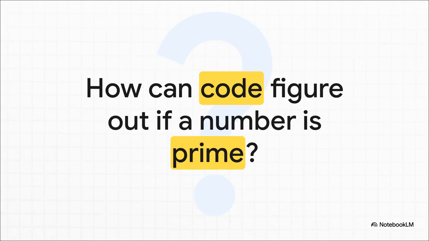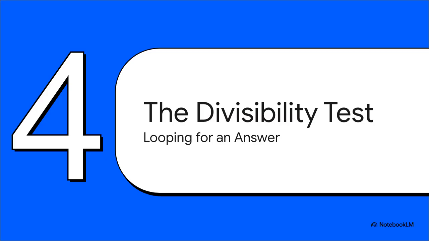So the puzzle is this. How do you teach a computer to spot a prime number? We can't just give it a giant list of all the primes. We need to give it a method, a repeatable test that it can run on any number we throw at it. So our strategy is going to be a divisibility test.